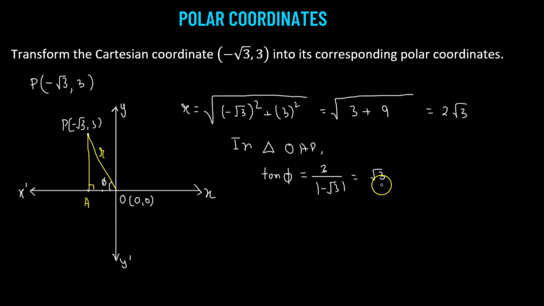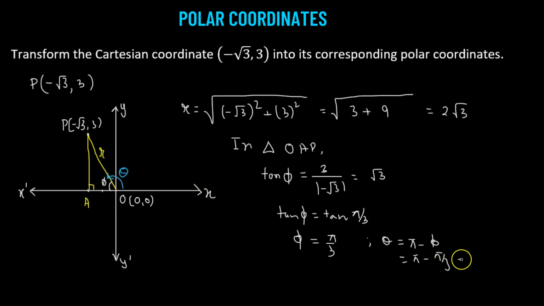Now we have tangent of phi equal to √3, and we know that √3 corresponds to tangent of π/3 radians. So we've obtained the value of phi. Phi is π/3 radians. But what we need is the angle theta. So this is the angle theta, and to find theta, all we have to do is subtract the angle phi from π radians. That means we have π minus π/3, which corresponds to 2π/3 radians. We now have the angle theta as well.